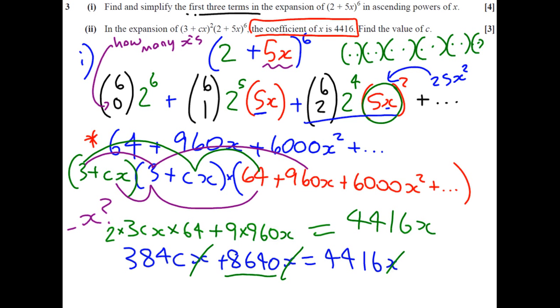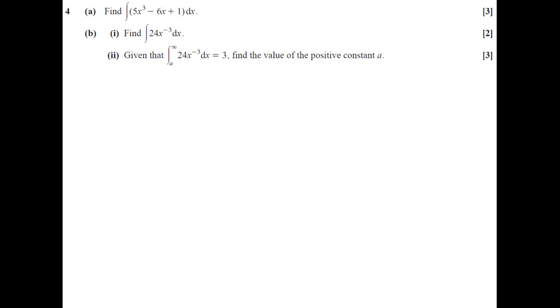So 4416, take away 8640, divided by 384, and it gives you minus 11. What a nice number. So the value of c is minus 11. We've been very efficient there. You do not want to spend too long on a 3-mark question by expanding out as much of this as you can. Just pick the ones that you actually need.